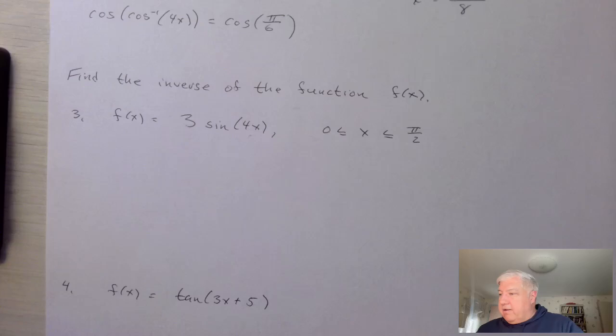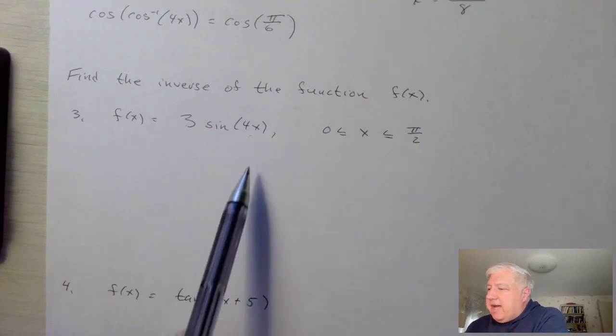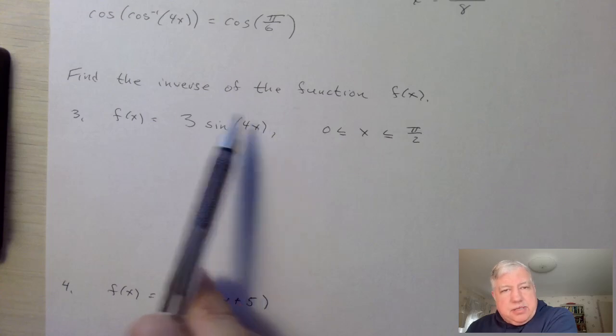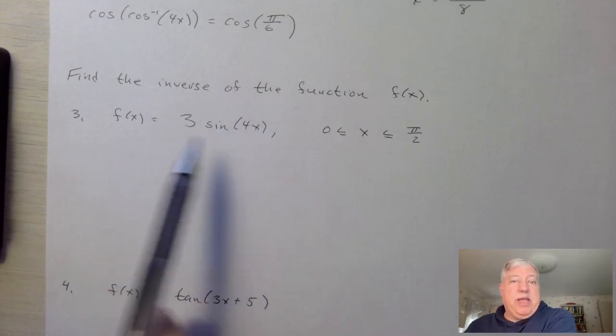Let's say we had a function like 3 times the sine of 4x. And let's say we're restricting this to a certain interval. What we're looking for is a function that, if we substitute it in for this x and simplify everything, we'll get x.